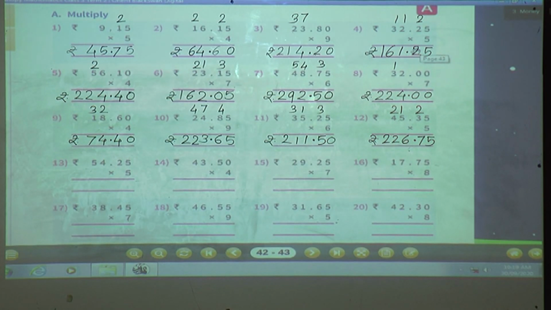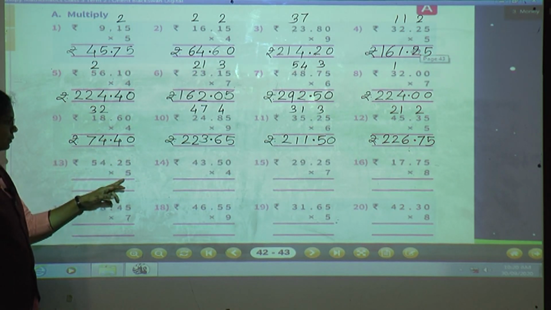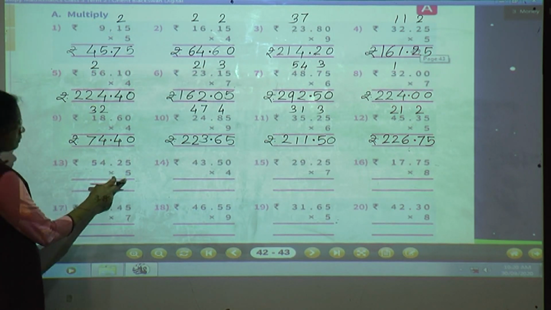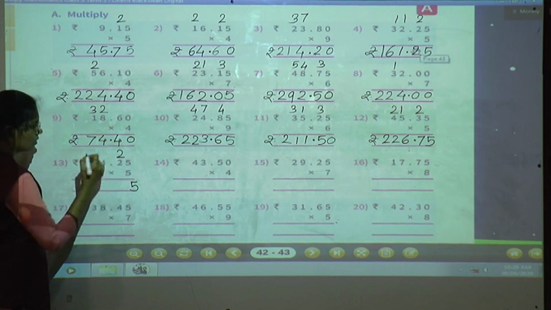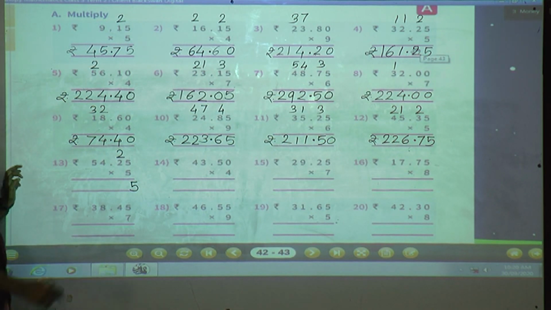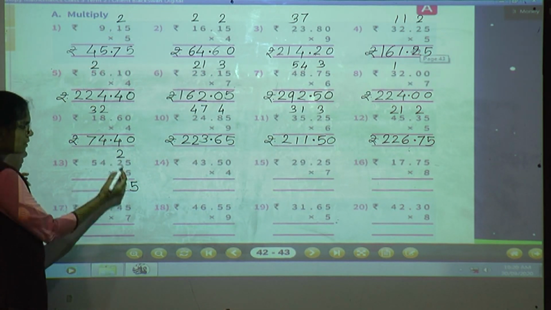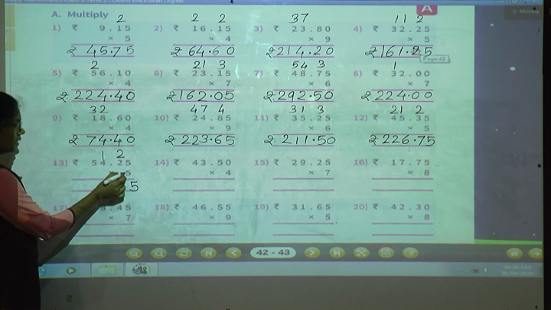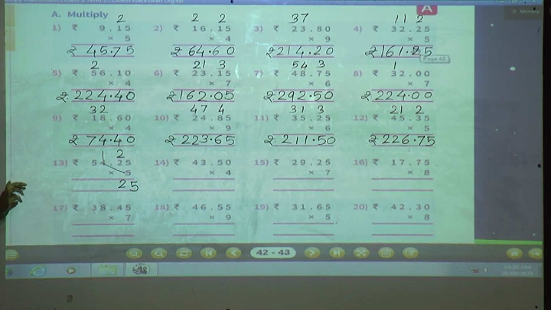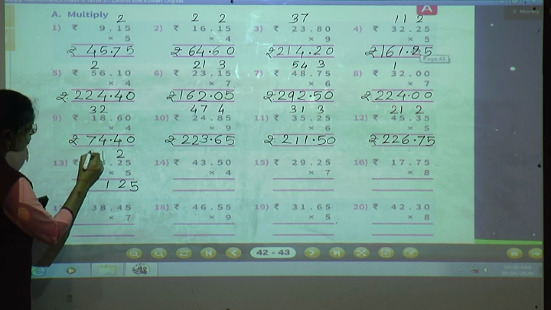Okay, now we'll move to the next example, that is number 13. Rupees 54.25 into 5. Do the multiplication. 5 into 5, 5 5s are 25. So here we will write 5 and 2 as a carry. Then 5 into 2, 5 2s are 10 plus 2, 12. So here we will write 2 and give 1 as a carry. Then you have to do 5 into 4, that is 20, 20 plus 1, 21. So here we will write 1 and 2 as a carry.